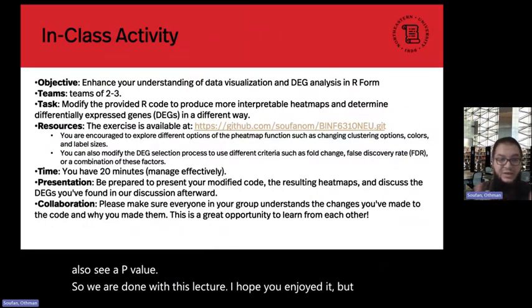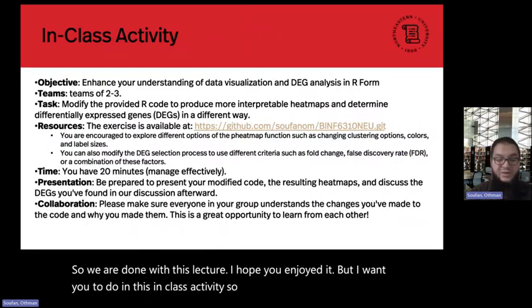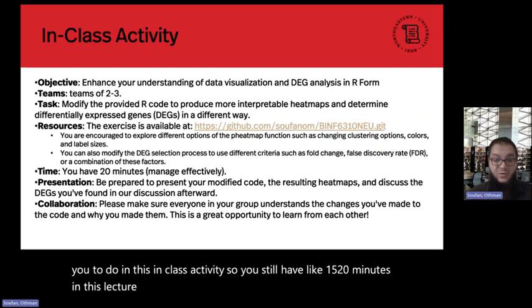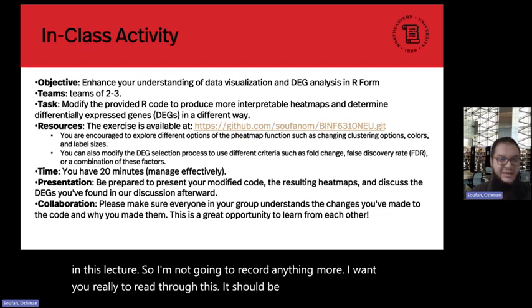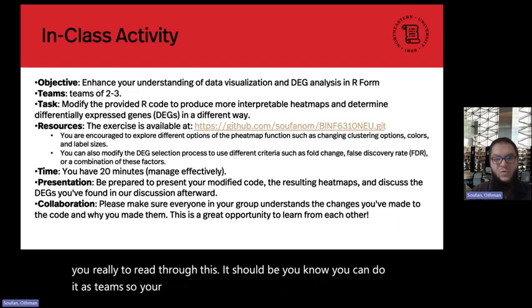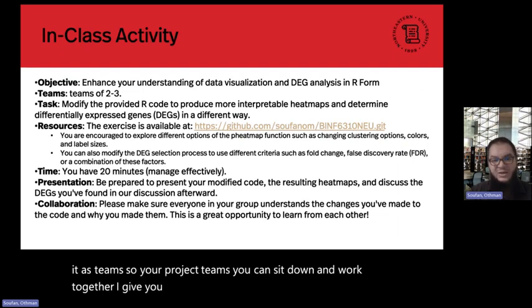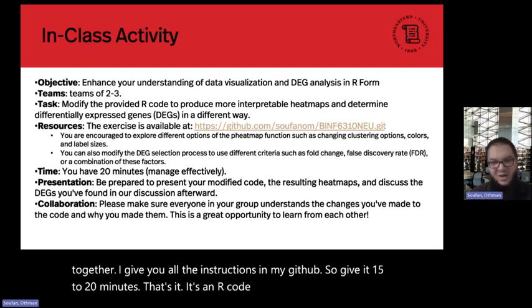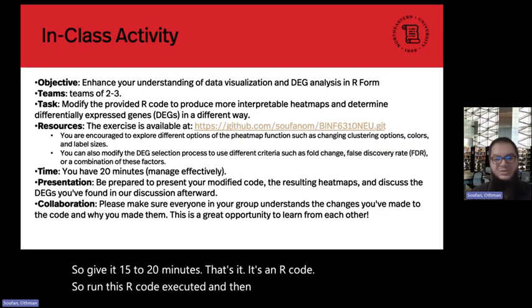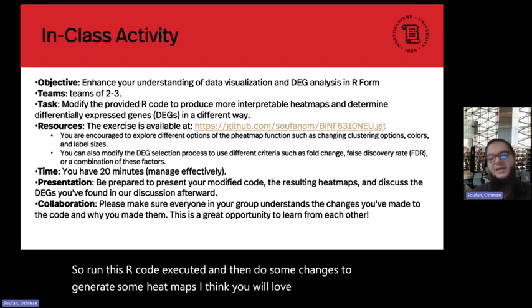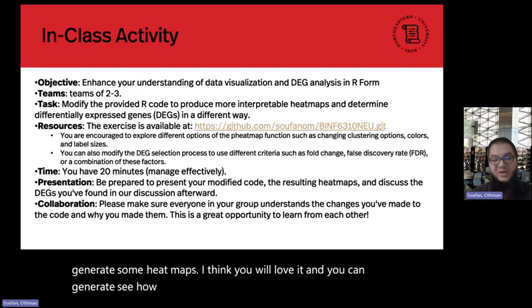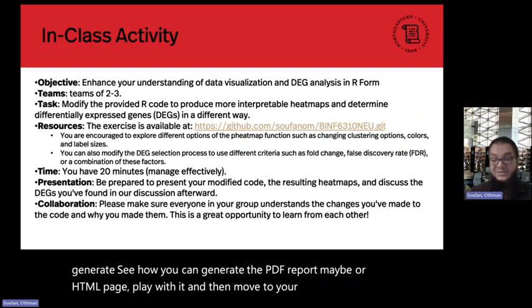What I want you to do in this in-class activity, so you still have like 15-20 minutes in this lecture, so I'm not going to record anything more. I want you really to read through this. You can do it as teams, so your project teams, you can sit down and work together. I give you all the instructions in my GitHub, so give it 15 to 20 minutes. It's an R code. So run this R code, execute it, and then do some changes to generate some heat maps. I think you will love it. And you can see how you can generate a PDF report maybe or HTML page. Play with it and then move to your assignment.